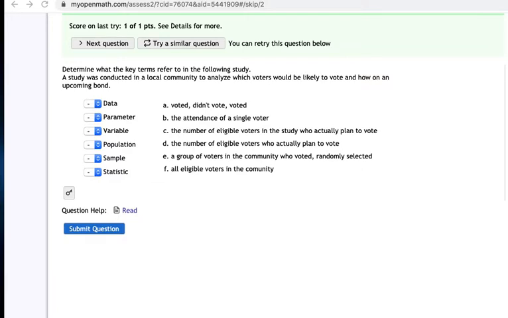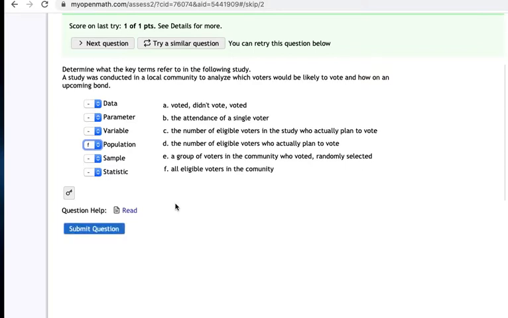Like think of every person in the United States, like when they do the census, or you think of every person in our class. So I believe for population, then we would want to match it up with all eligible voters in the community. So I believe that one's going to be F. Okay. Now let's move to the sample.